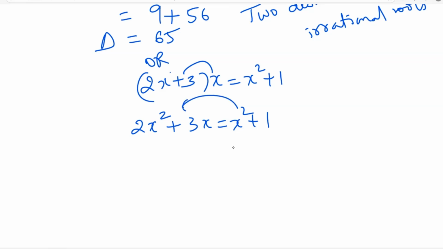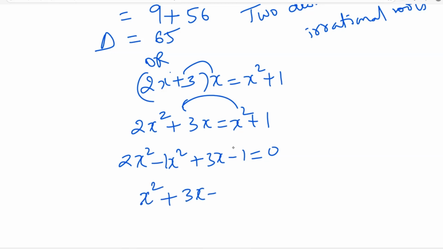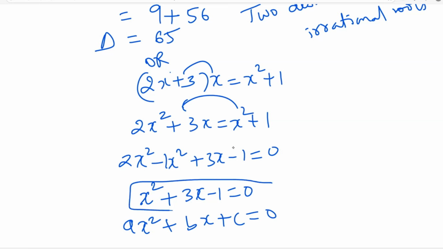So take this to the side, it will become 2x square minus x square plus 3x minus 1 equals 0. So 2 minus 1, no number means 1, 2 minus 1 is only 1, x square plus 3x minus 1 equals 0. So this is the standard form, which is in the form of ax square plus bx plus c equals 0. So this is our answer. So moving on with the next question we have.